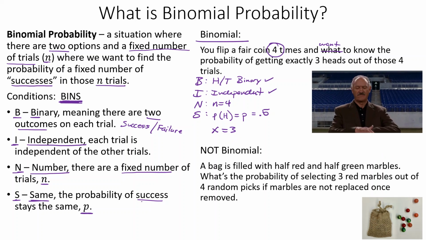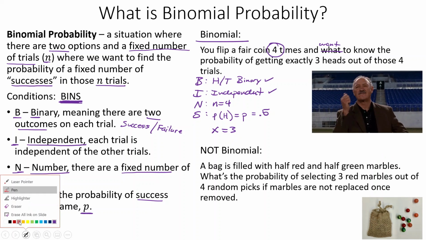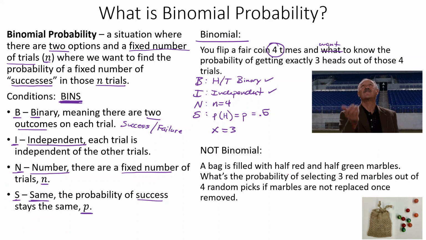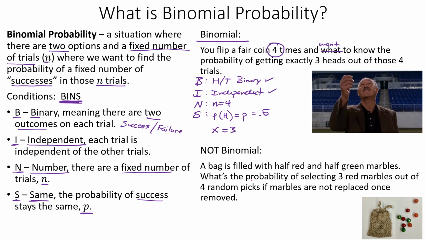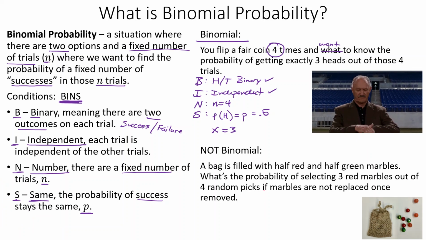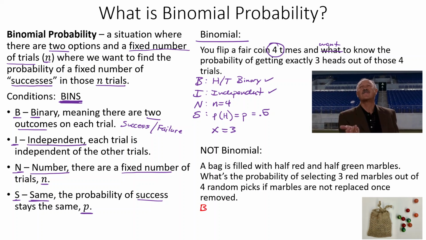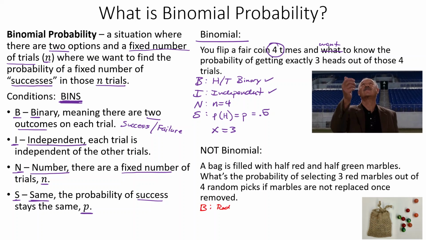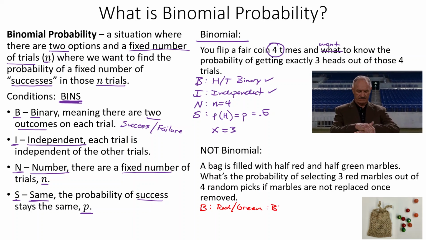So this one down here is not binomial. I'll switch colors. A bag is filled with half red and half green marbles. What's the probability of selecting 3 red marbles out of 4 random picks if marbles are not replaced once removed? All right, if we take a look at the B, yeah, we've got red and we've got green. That works. That would be binary.